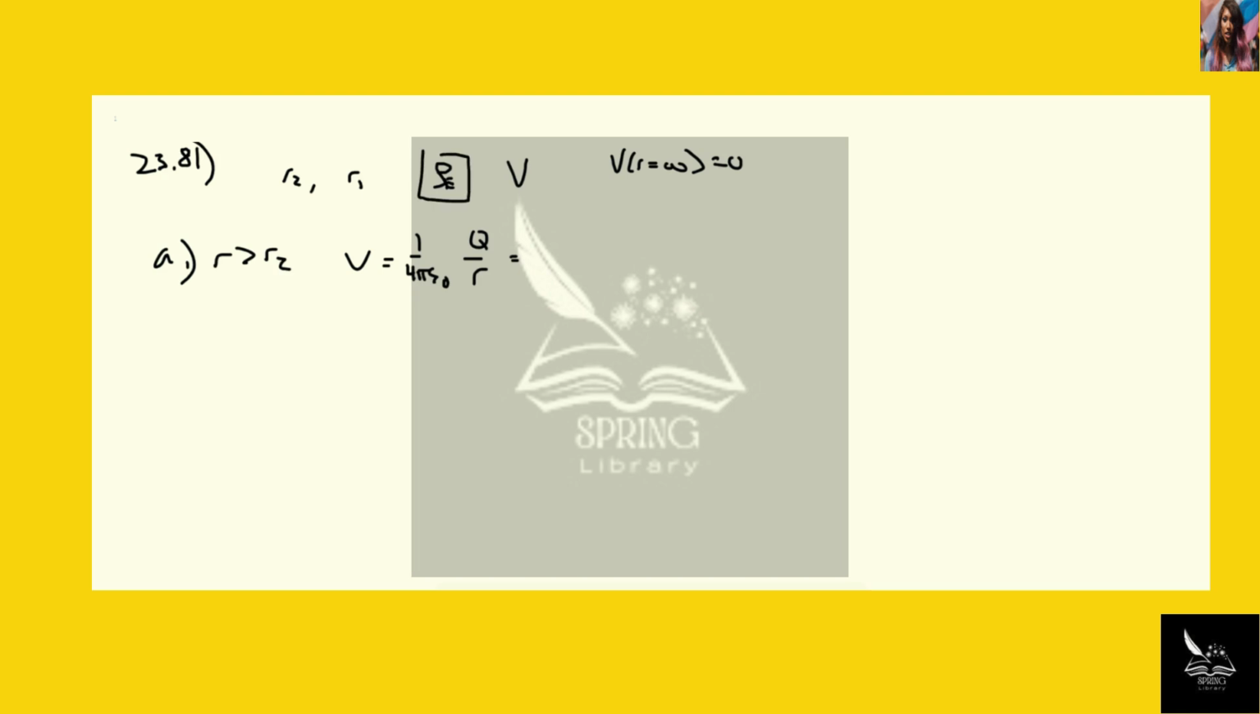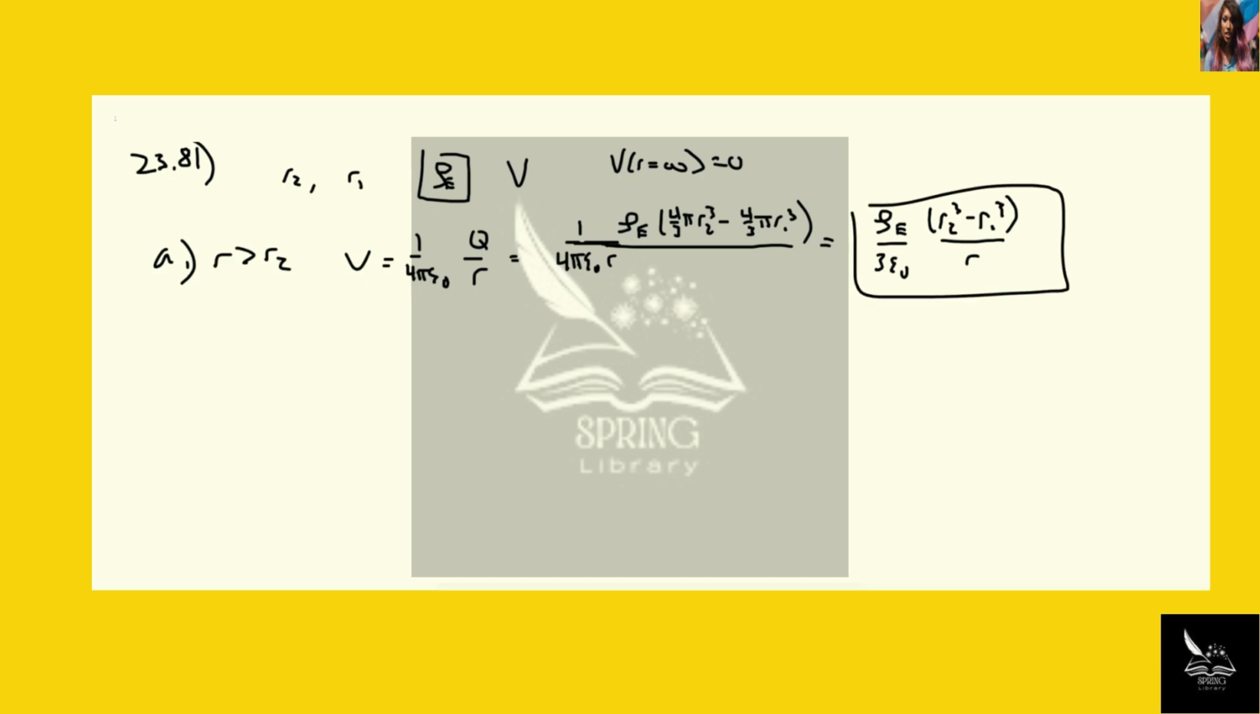But we don't know it in terms of the total charge, so we have to write this out in terms of rho E. So this is now 1 over 4 pi epsilon naught times R, and now the total charge is given by rho E times the big volume minus the carved out small volume. Cool. And if we simplify that, this comes out to being rho E over 3 epsilon naught, R2 cubed minus R1 cubed, all over R. Cool. So this is for R greater than R2.